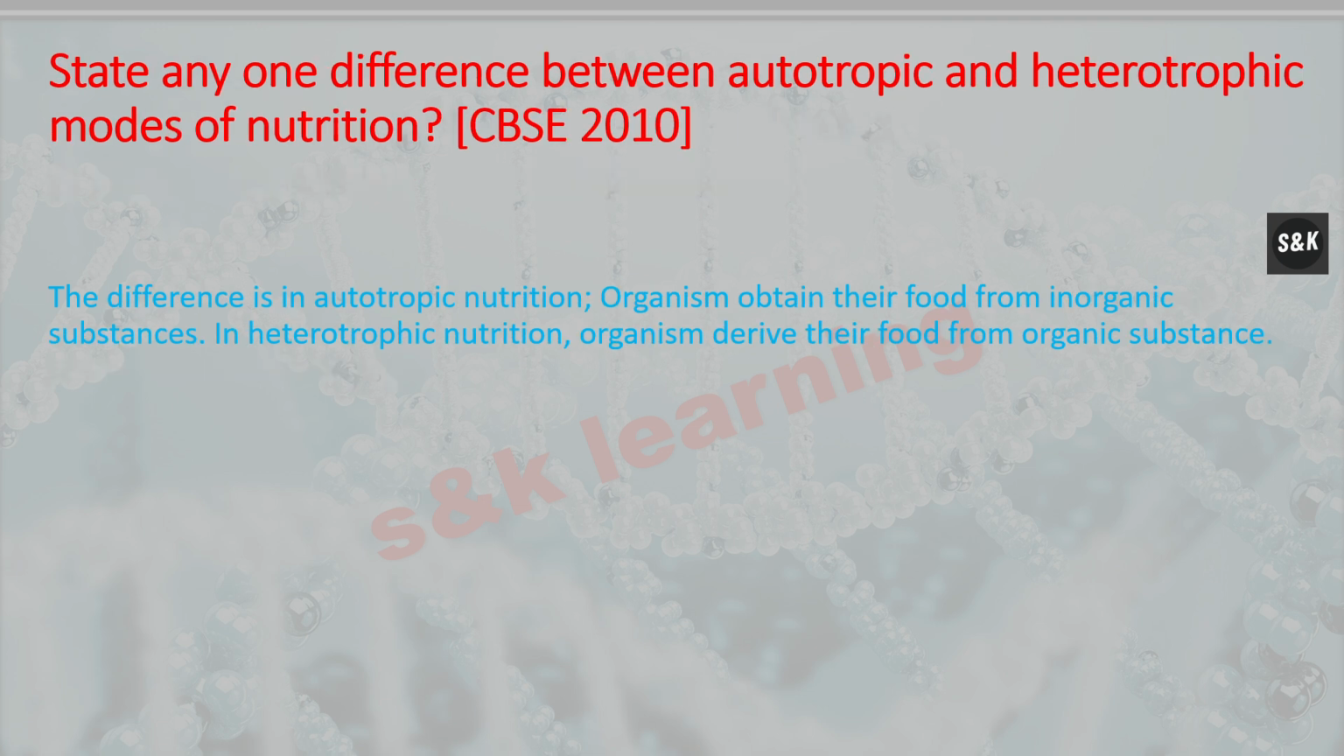Next. State any one difference between autotrophic and heterotrophic mode of nutrition. The difference is, in autotrophic nutrition, organisms obtain their food from inorganic substances. In heterotrophic nutrition, organisms derive their food from organic substances.